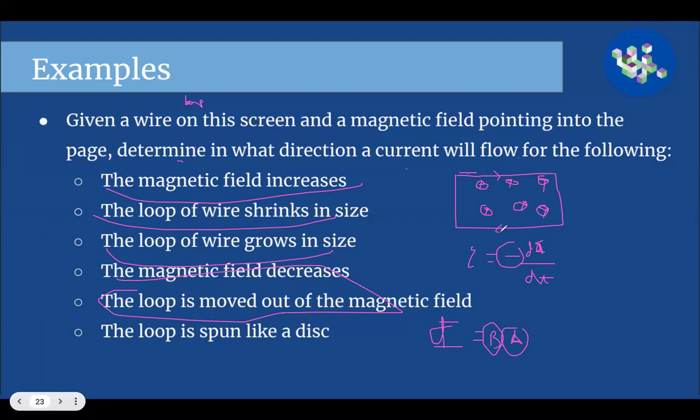Now, what happens if the loop is spun like a disc? In that case, let's just assume that the shape of the wire stays the same and the magnetic field through the wire stays the same. So the flux is always constant and there's no change in the flux. There's no current that will be induced. There will literally be no current induced, because there's no EMF, because the flux is not changing over time.